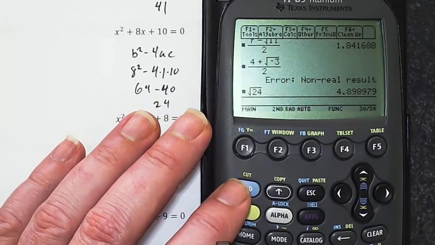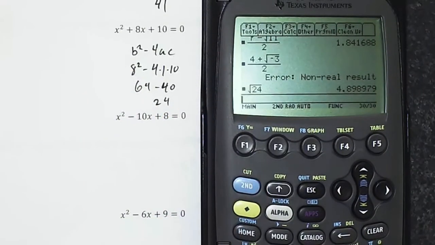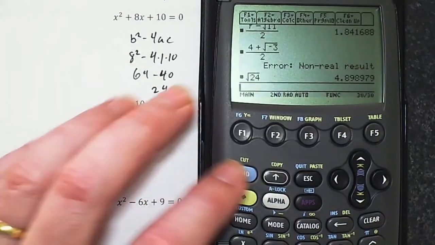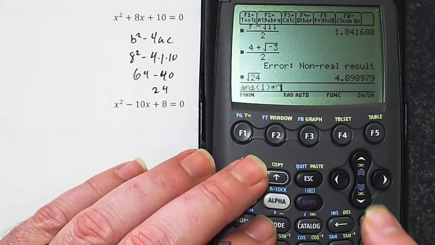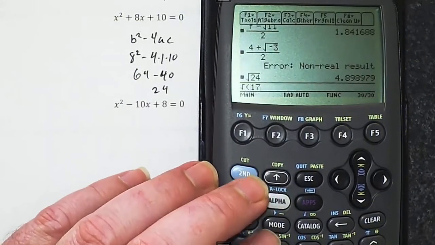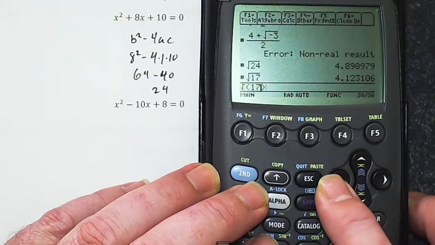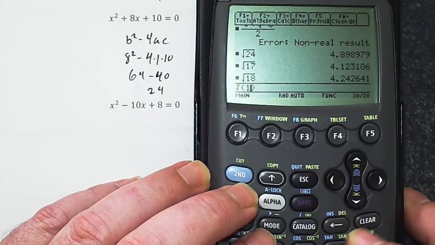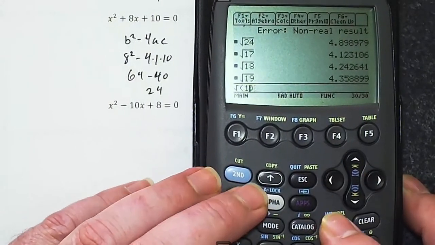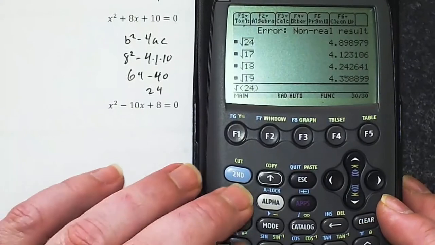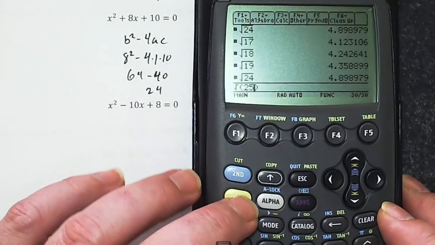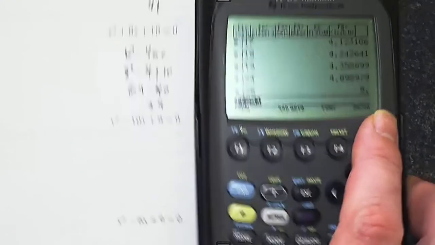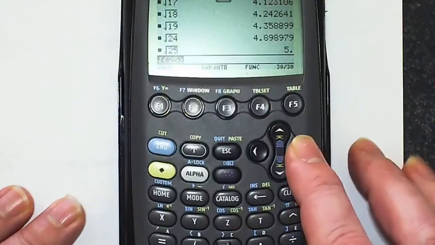The square root of every integer between 16 and 25 is irrational. So the square root of 17, irrational. 18, irrational. 19, irrational. Etc. All the way up to 24, irrational. But as soon as I hit 25, boom, gives me exactly 5 for an answer. Because it's rational.